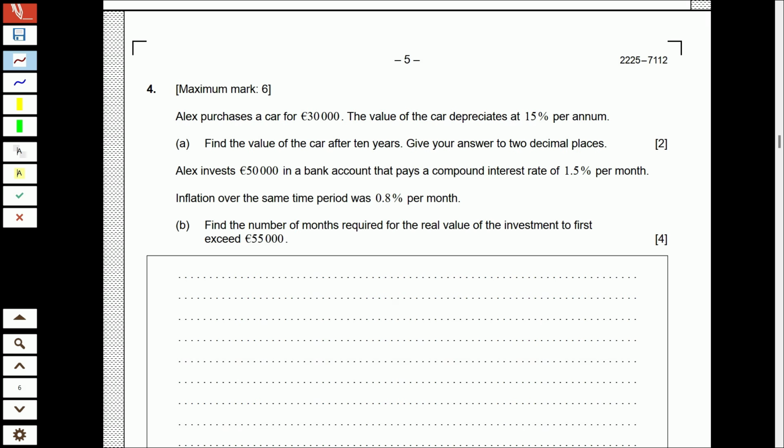Question 4. Alex purchased a car for 30,000 euro. The value of the car depreciates at 15% per annum. Find the value of the car after 10 years. Give your answer to two decimal places.